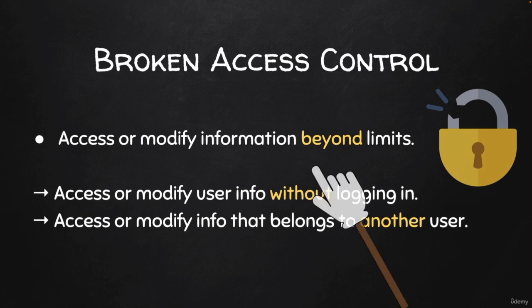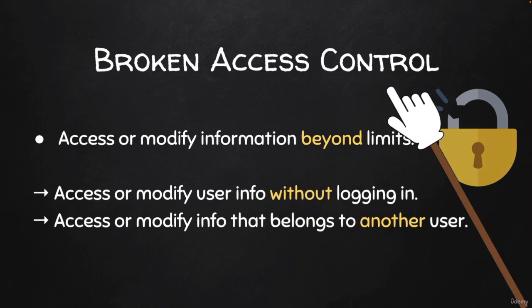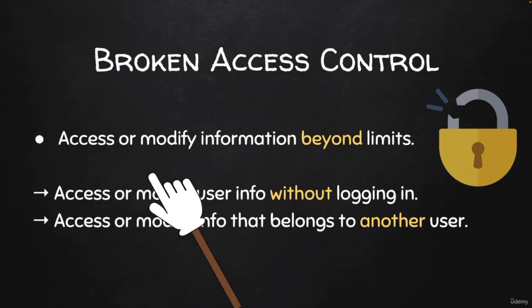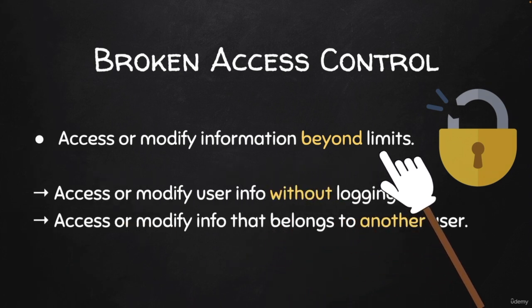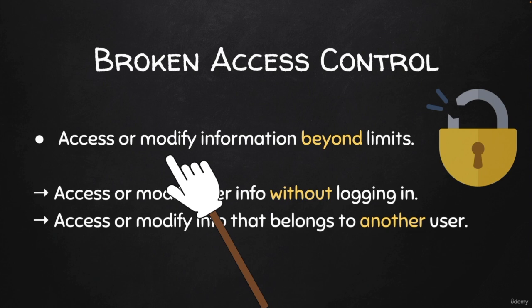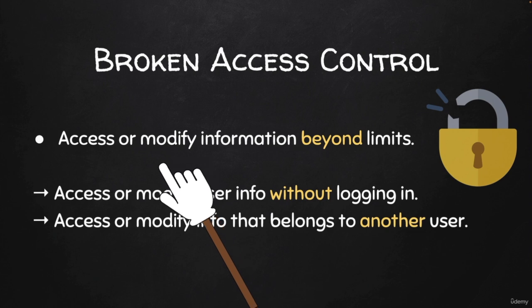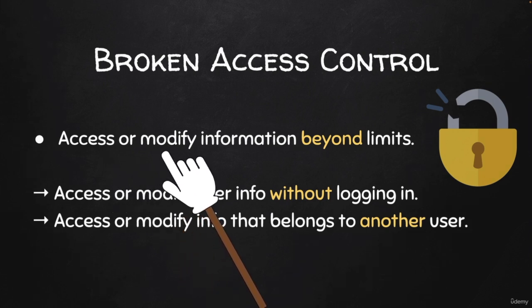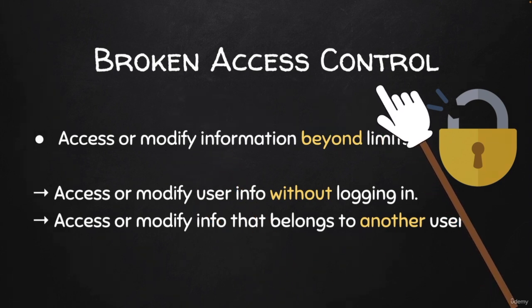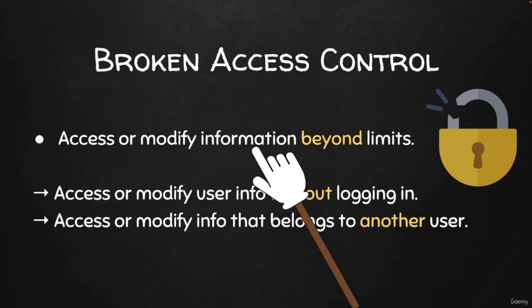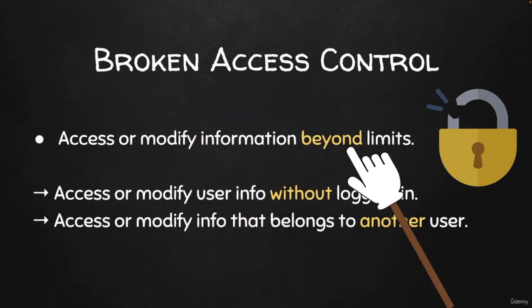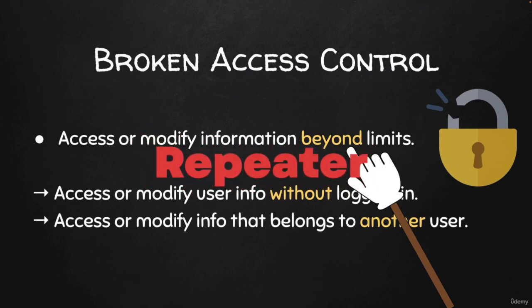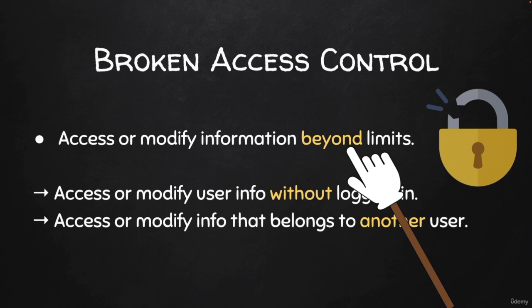So far, all of the broken access control vulnerabilities or bugs that we covered allowed us to access information or data beyond our limits. But as you can see in this definition, we said broken access control can allow us to access or modify information. So in this lecture, I'm going to show you an example of a broken access control vulnerability where we're going to be able to modify information beyond our limits. And as we do that, I'm going to introduce you to the repeater functionality of Burp Suite so that you can use it in any other situation where you need such functionality.